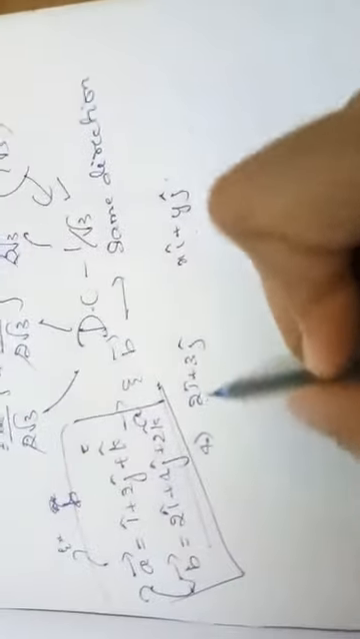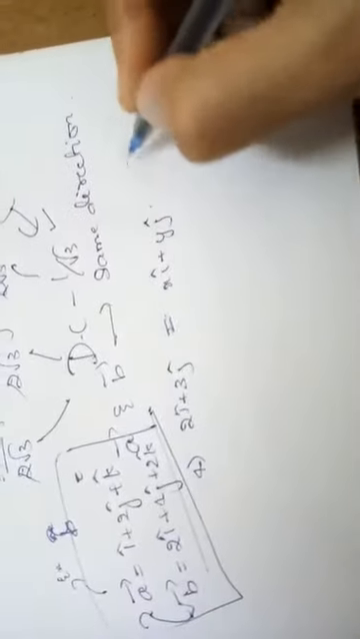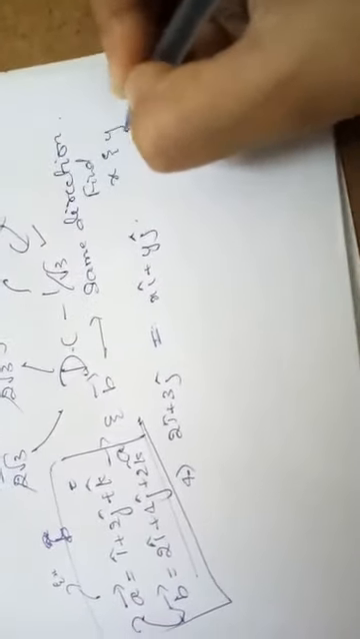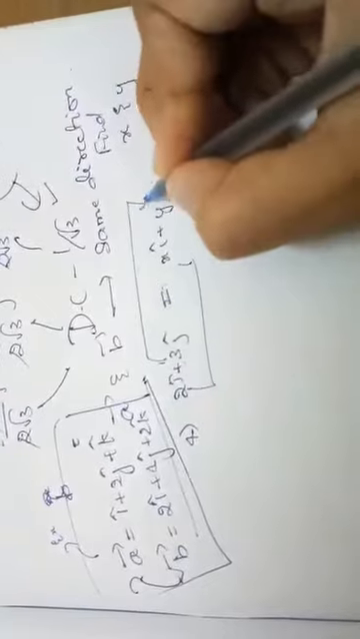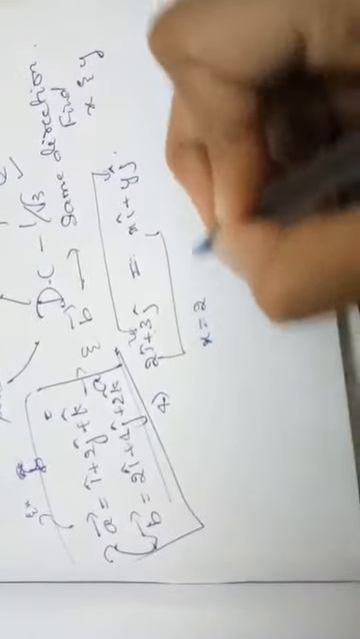The next question: they have given two vectors and they are saying these two vectors are equal, and they are asking us to find the values of x and y. Since we already know that when two vectors are equal, their corresponding scalar components are equal, the value of x is equal to 2 and y is equal to 3. This is how we get the values of x and y.